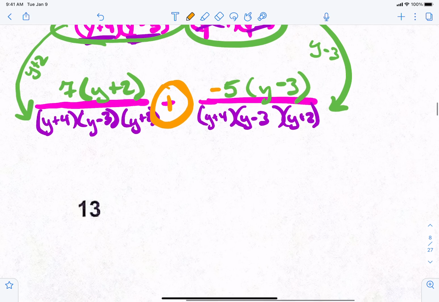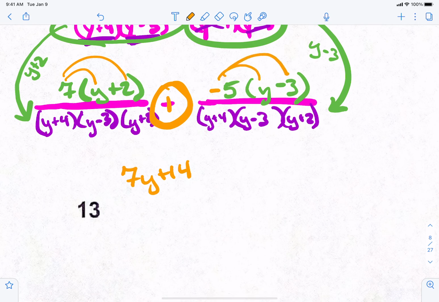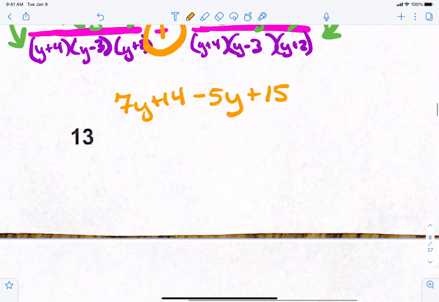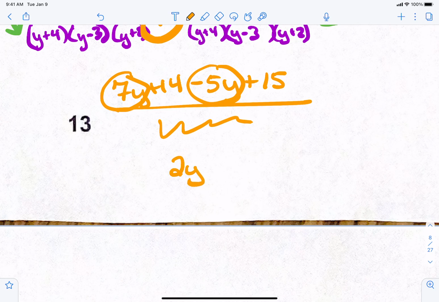We'll be lazy. I can tell you what the parentheses is. 7y plus 14. And negative 5y plus 15. Right. Okay, now we can put it all together. I'm just being really lazy because this is all over the bottom stuff. If you want to do that too, you sure can. Putting this together, 7y minus 5y is 2y, and then 14 and 15 goes together, and that is plus 29 all over.